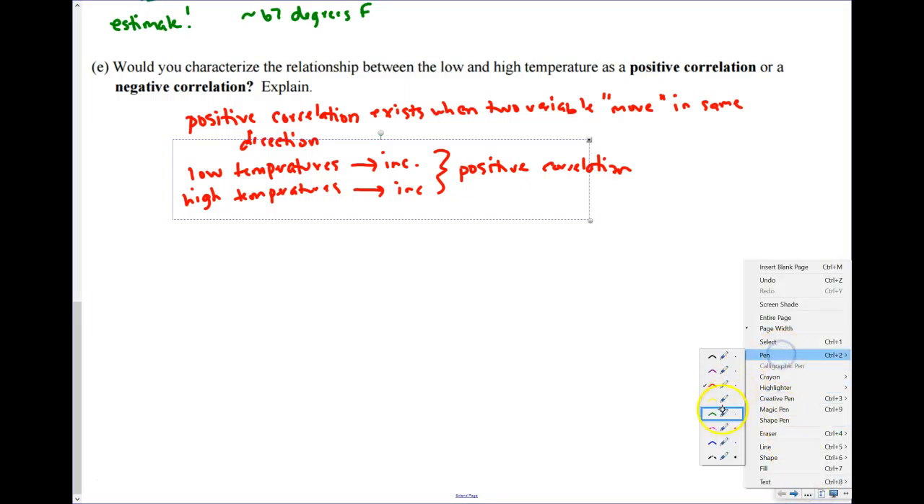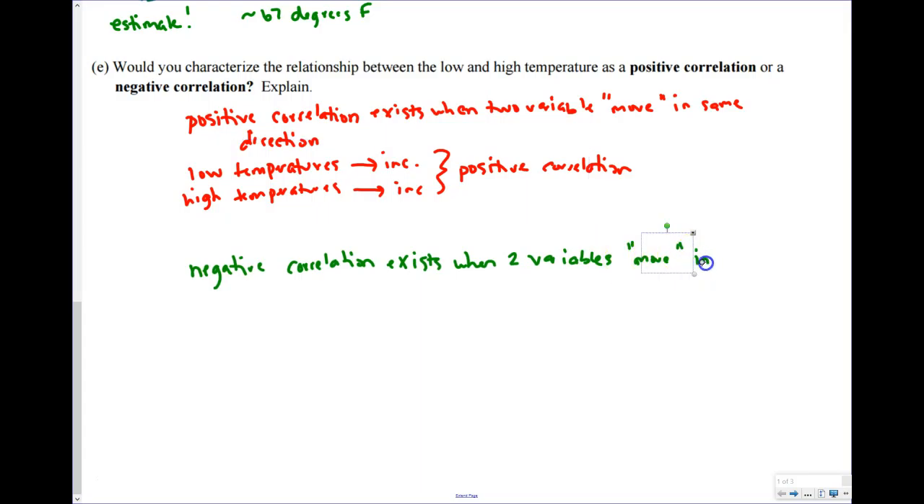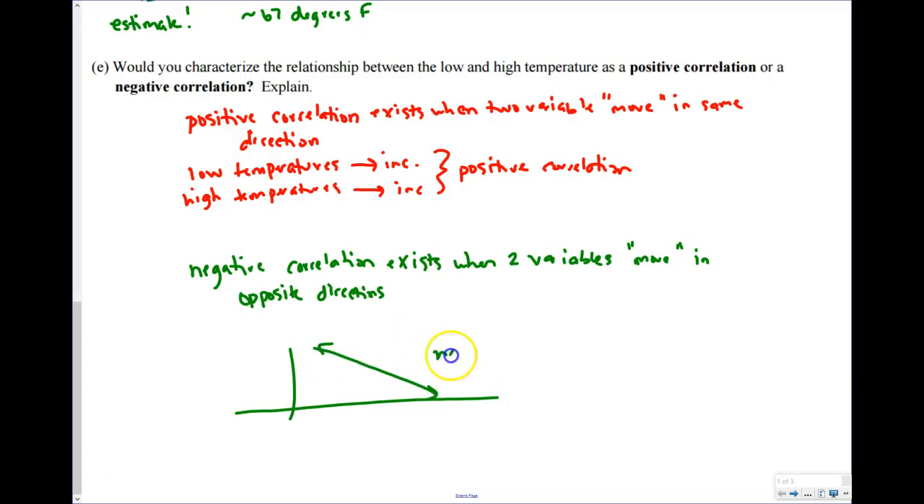But a negative correlation exists when the 2 variables move in opposite directions. Something like this would be a negative correlation.